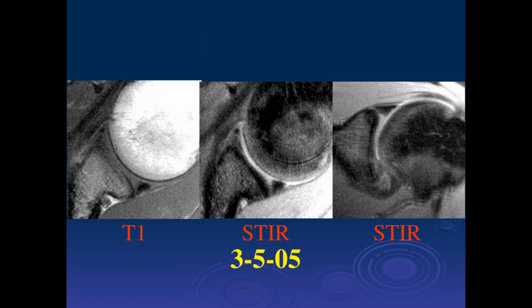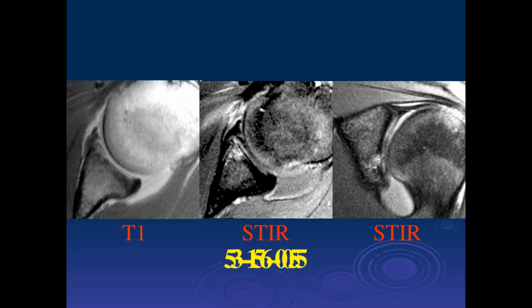So here's the case. Here's a T1 weighted image. We can see a lot of increased signal intensity within the anterior labrum. Here's a STIR image, and here we can also see increased signal down and through here. This is on 3/5/2005. This time it just looks like a diffuse edema.